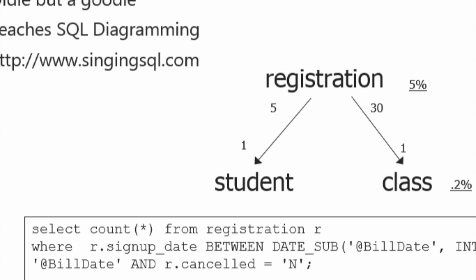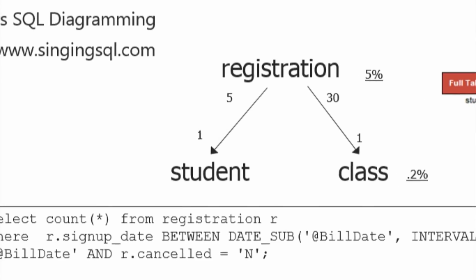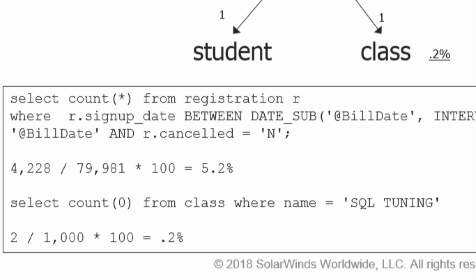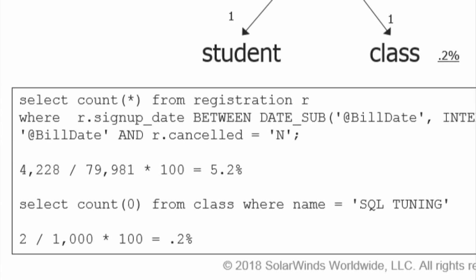You either don't have an index on your join columns, which is usually the case. The next thing you look at is your filtering predicates. So I had 2 filters. I had one on registration, where sign up date equals yesterday, if you will, and canceled flag equals N. And then I had another one on class, where class name equals SQL Tuning. So 0.2% of class would be read with that filter, as opposed to over 5% of registration.